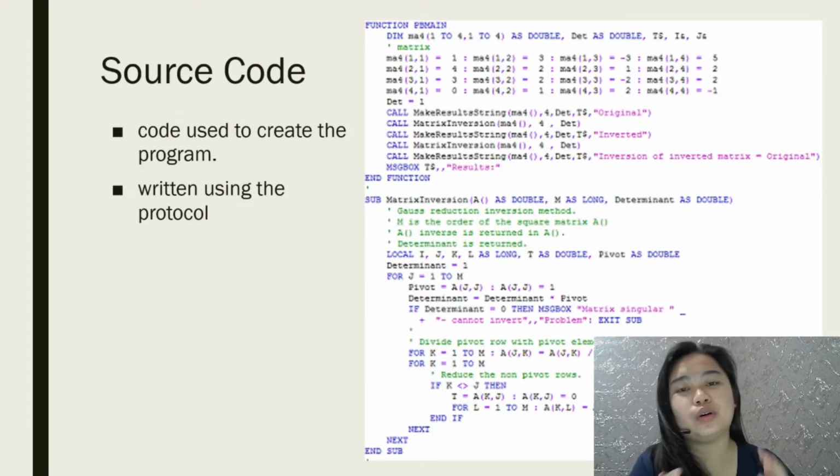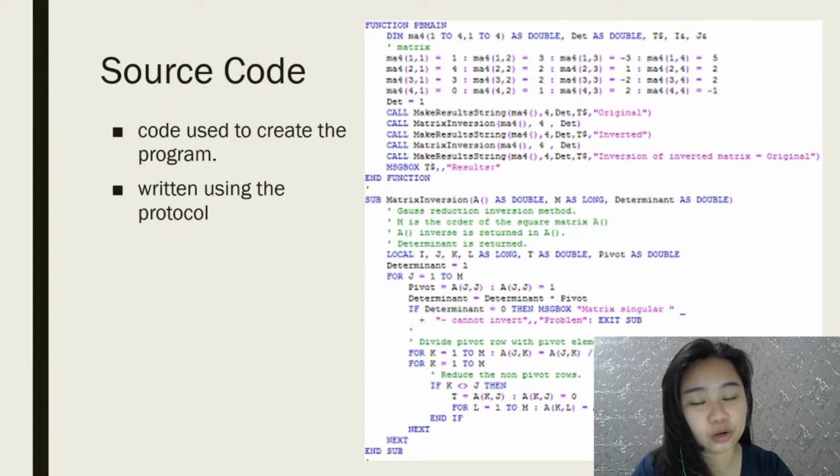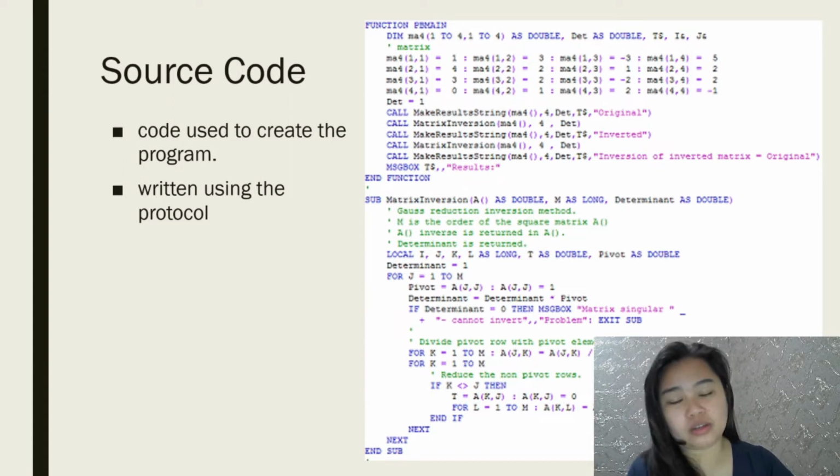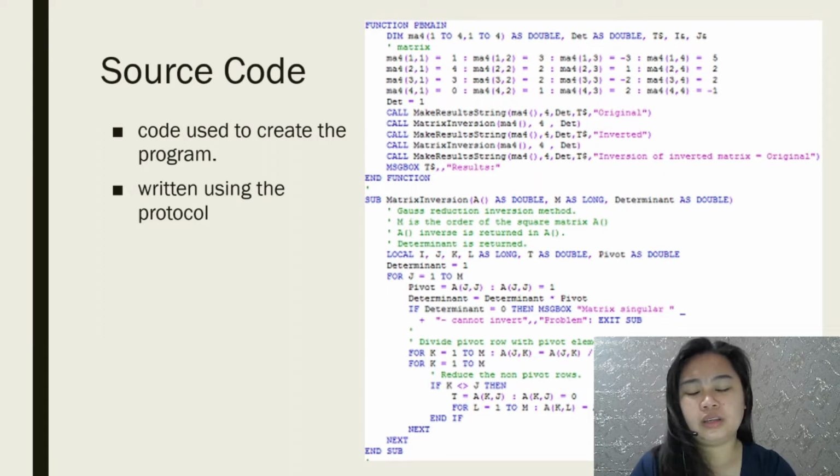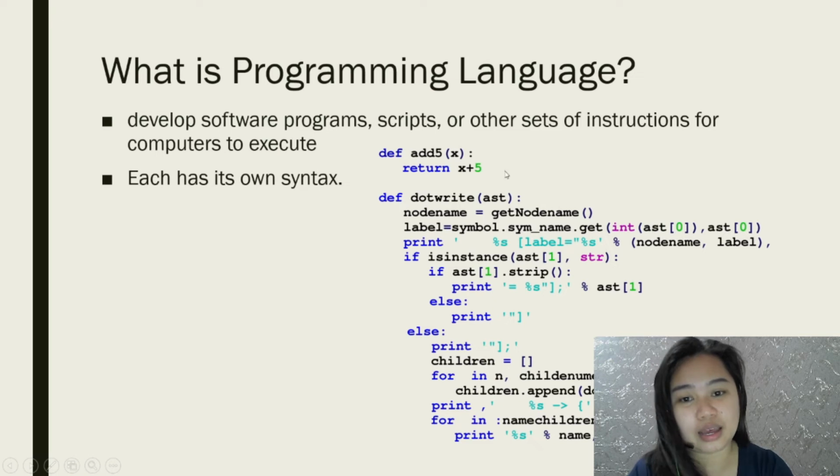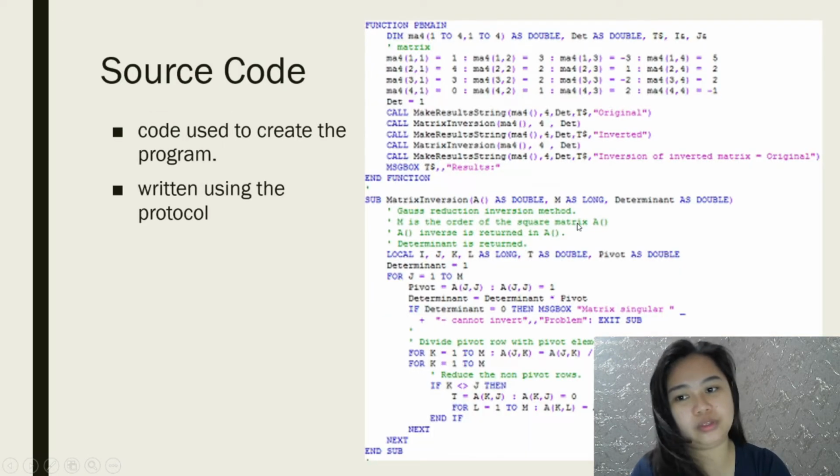So, source code is the text that the programmer typed in the text editor following the protocol of that specific programming language. So, it is the code to create the program. So, this one is an example of source code. Itong example ko kanina, this is also an example of source code.